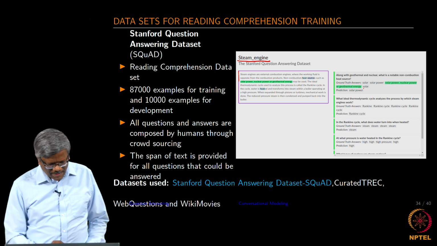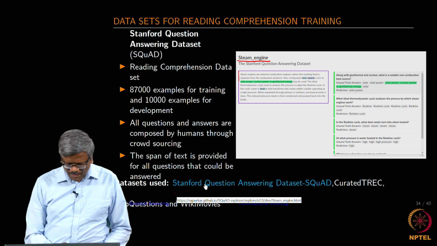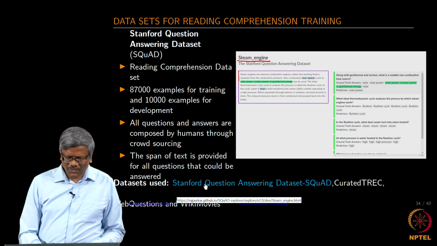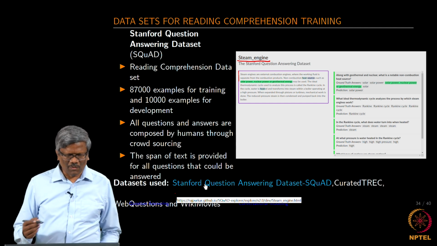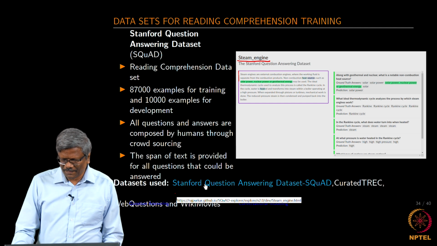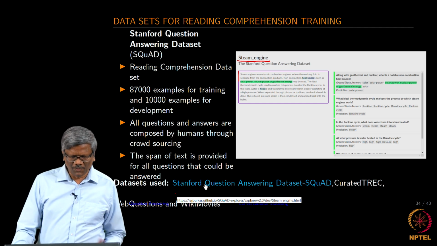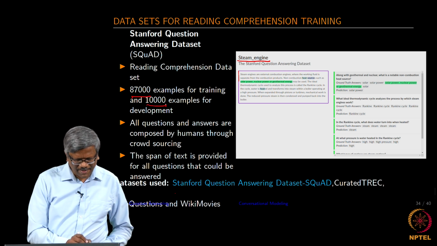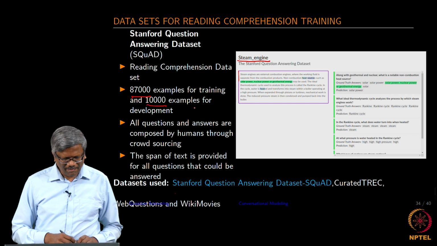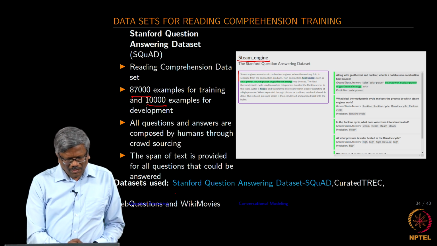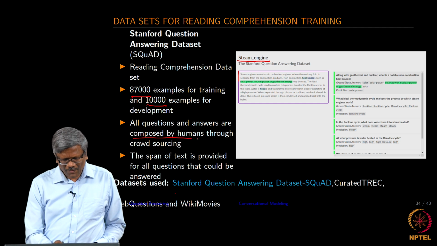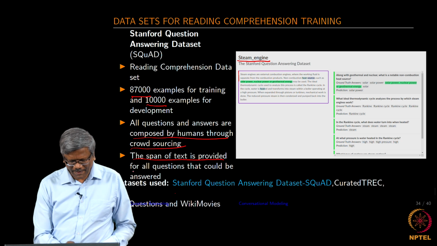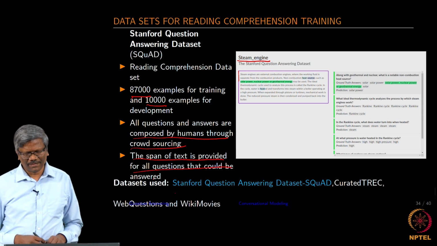So, if you go to the website here, you search for Squad Stanford, you will get this link. You will be able to go and browse through the Squad data set, which is really used for reading comprehension for the machine. It has 87,000 examples for training and 10,000 examples for development. All questions and answers are composed by humans through crowdsourcing, and they also have provided this span of text for all the questions that could be answered.